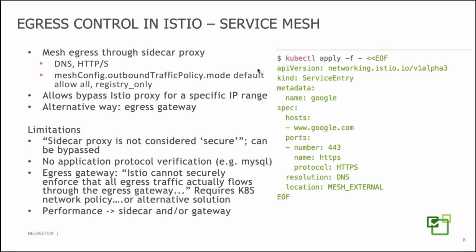Now, an alternative way of implementing egress control in Istio is an egress gateway. And so you can create and funnel all your traffic through an Istio egress gateway, which is a resource that's supported. Now, the limitations of service mesh and the various ways of implementing this are, first, this is from the Istio documentation: a sidecar proxy is not considered secure and can be bypassed. So whether it's bypassing for specific IP ranges or malicious bypass of the proxy, Istio can't guarantee that it's going through the proxy.